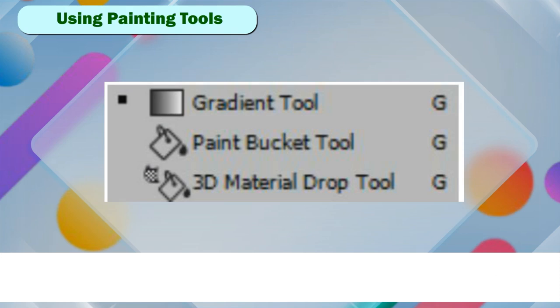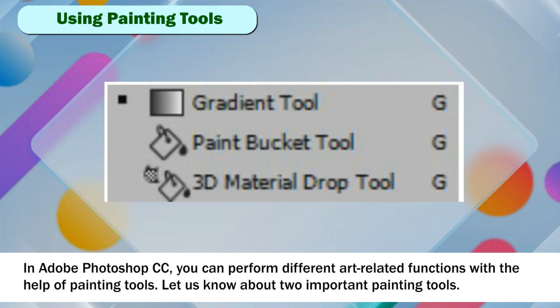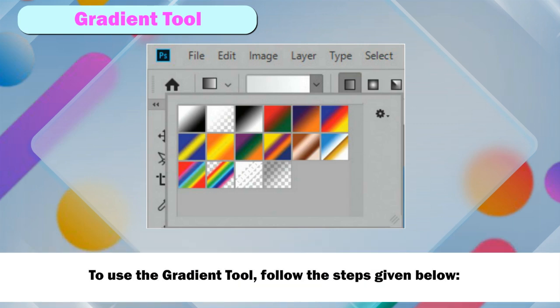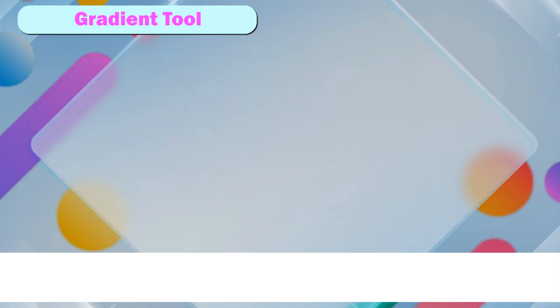Using painting tools. In Adobe Photoshop CC, you can perform different art-related functions with the help of painting tools. Let us know about 2 important painting tools. Gradient tool. This tool is used to add 2 or more colors in a selected area in a particular pattern. There are 5 types of gradients: linear gradient, radial gradient, angle gradient, reflected gradient and diamond gradient. To use the gradient tool, follow the steps given below.